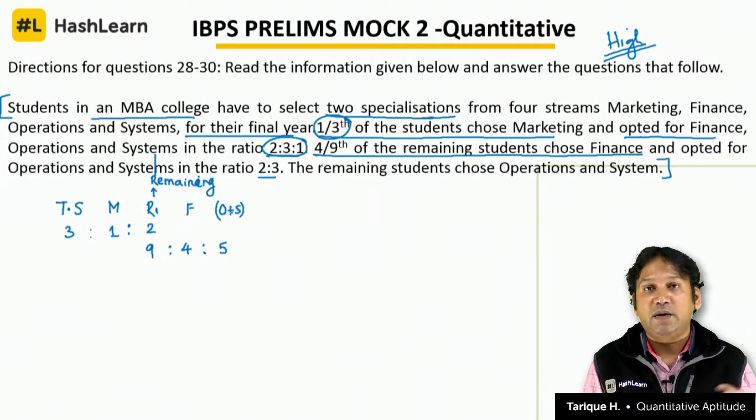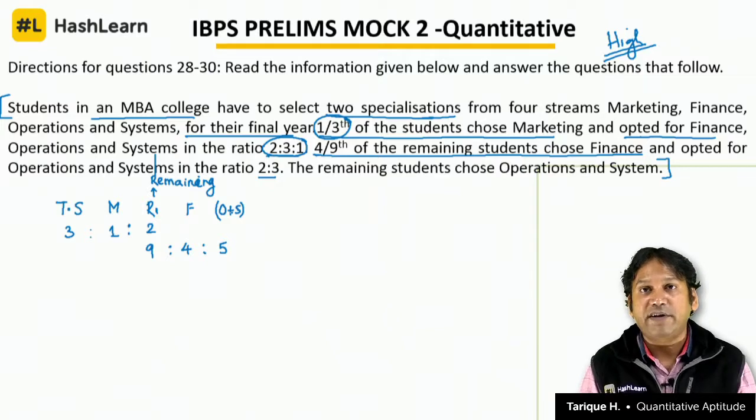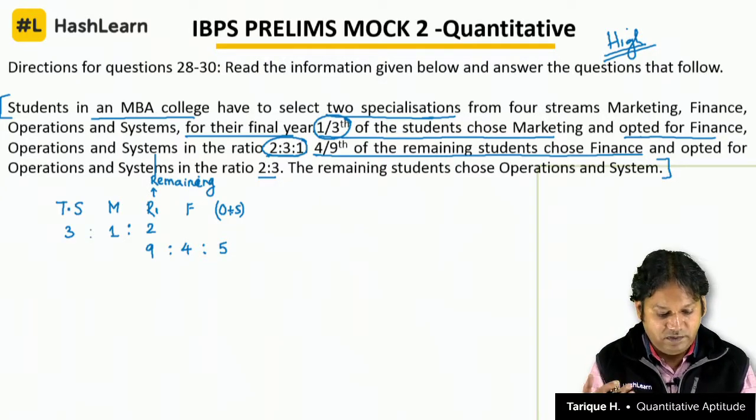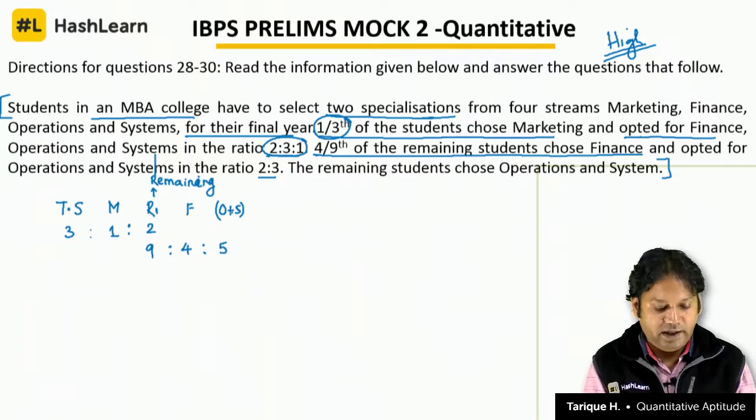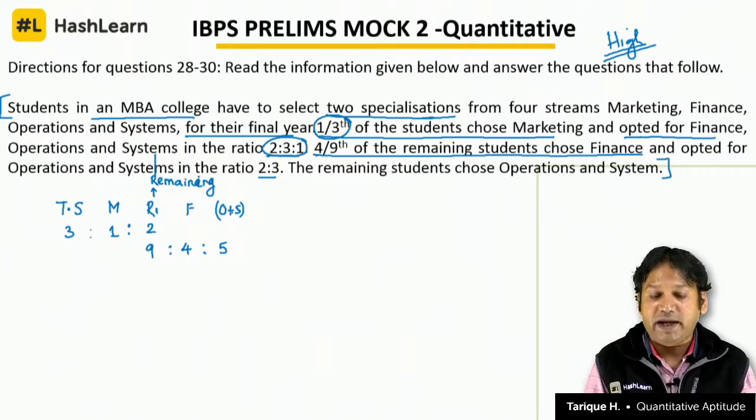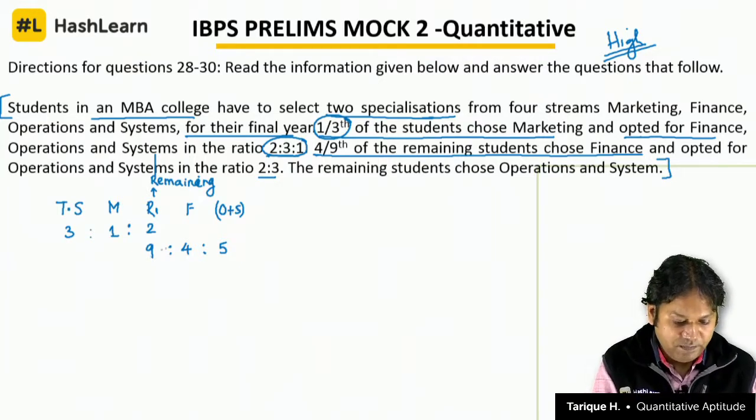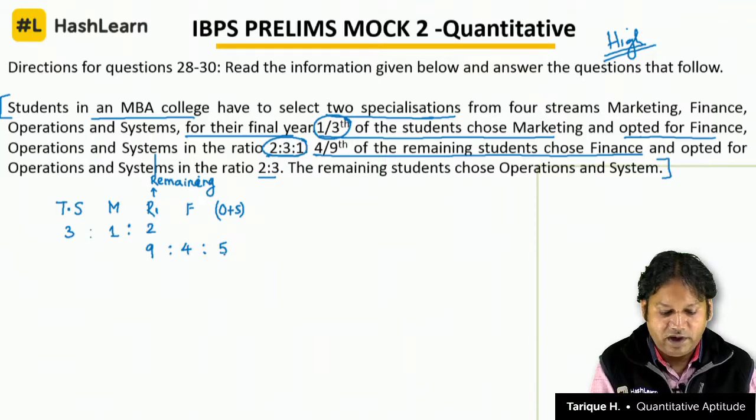Total students are 3. 1/3 chose marketing. After that, what they do, we'll see later. Remaining is 2. 3 minus 1 is 2. Of the remaining, 4/9 chose finance. So if remaining is 9, finance is 4, leftover is 5. This 5 will take operations and systems.